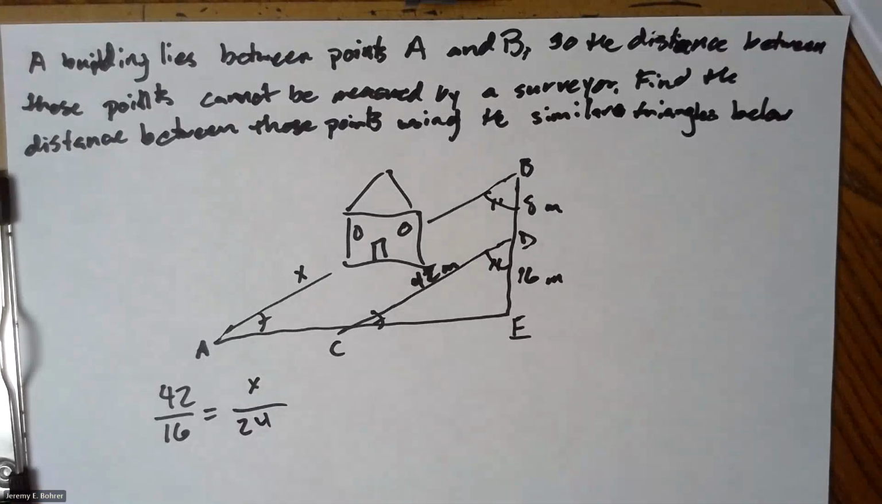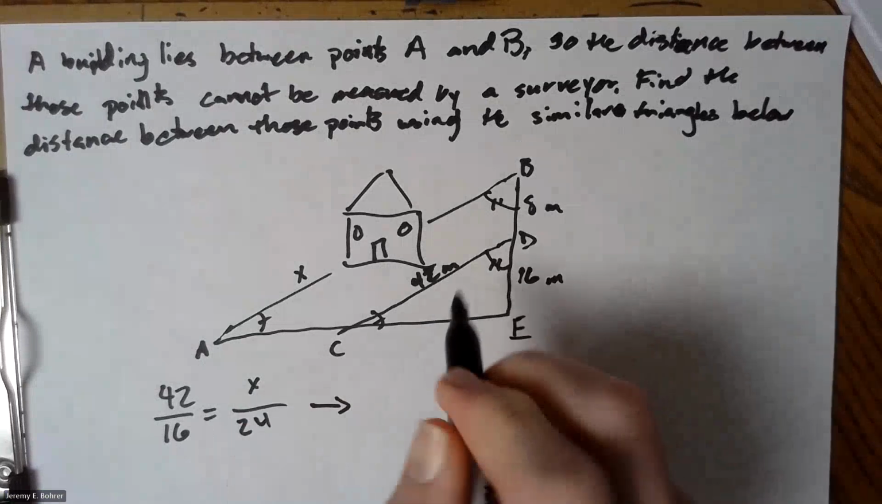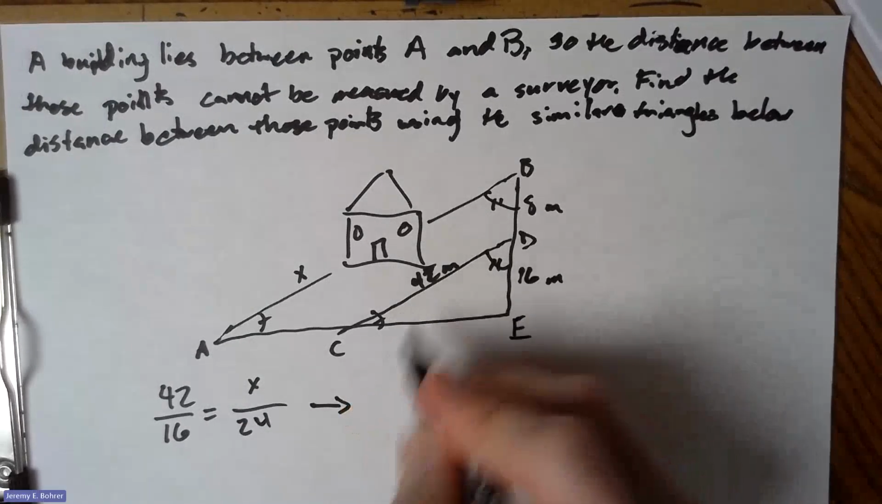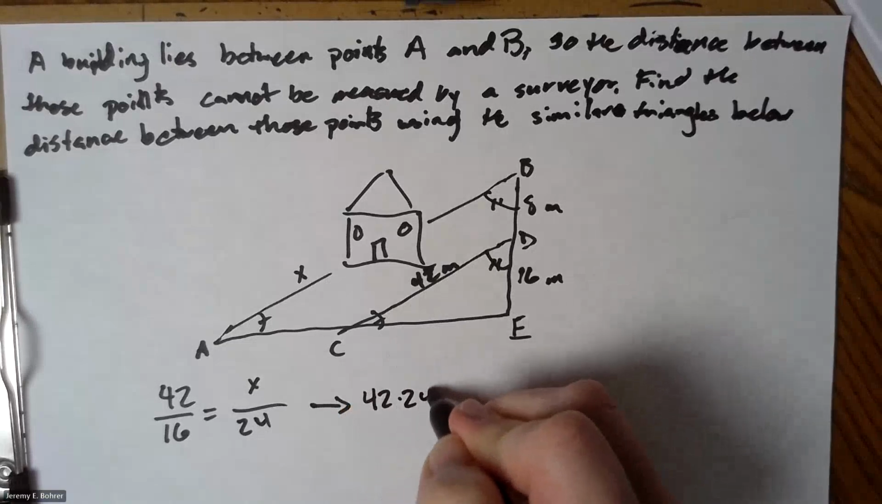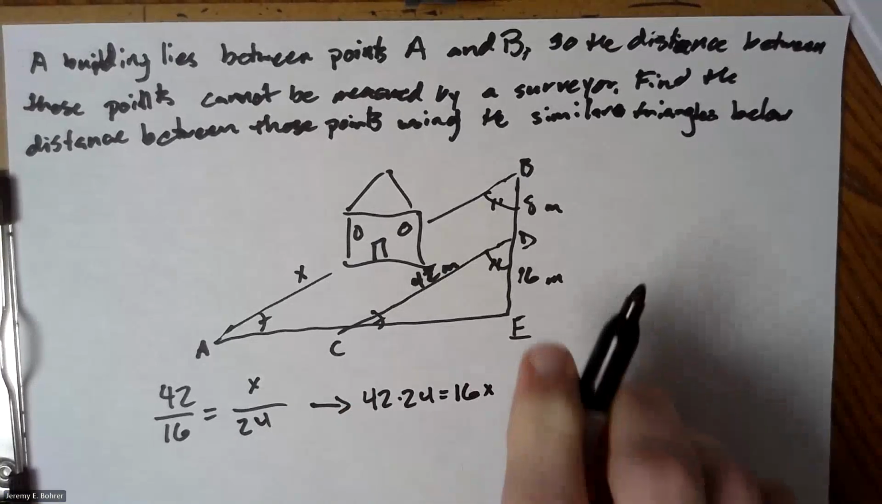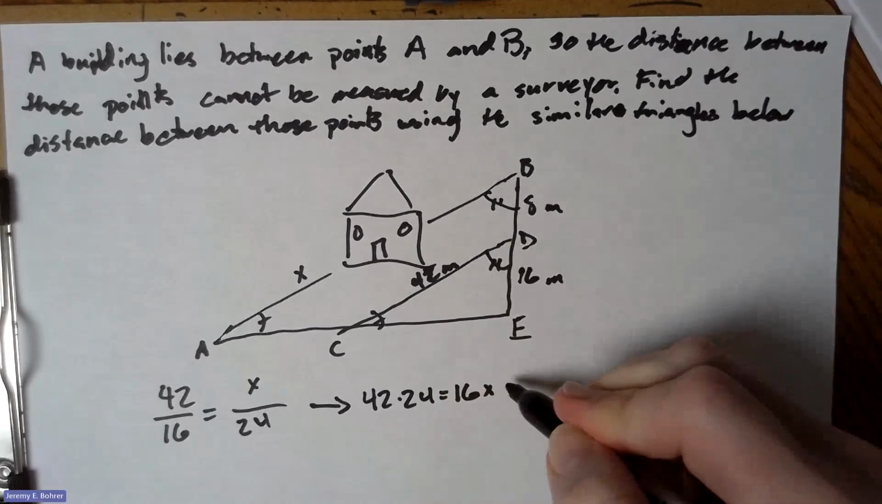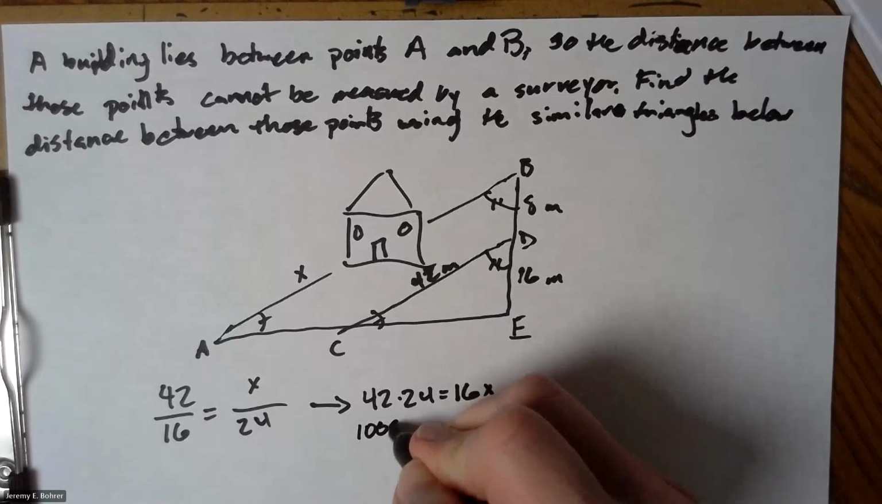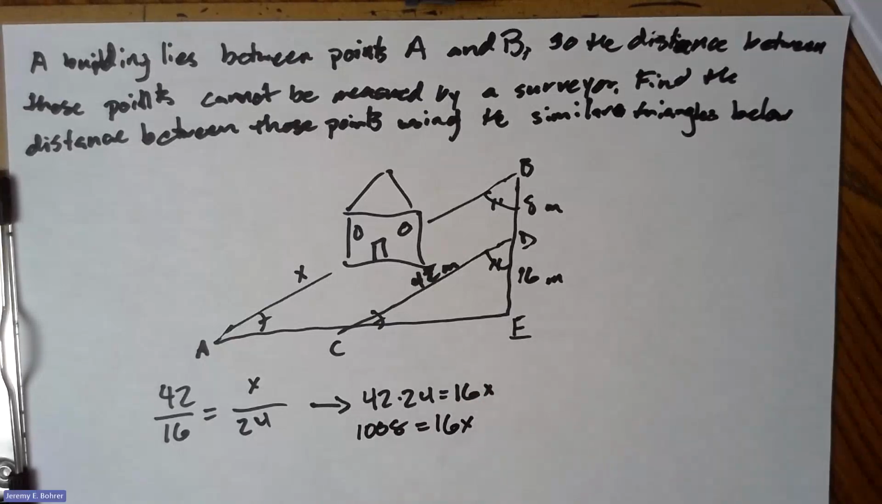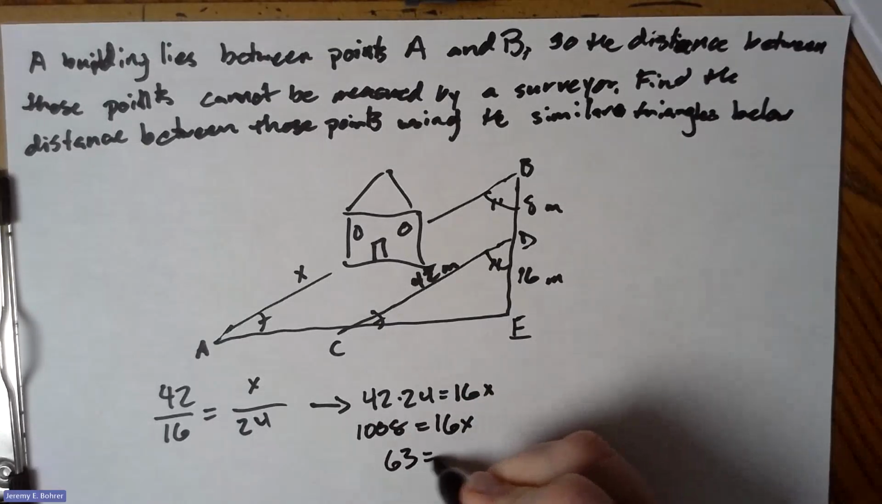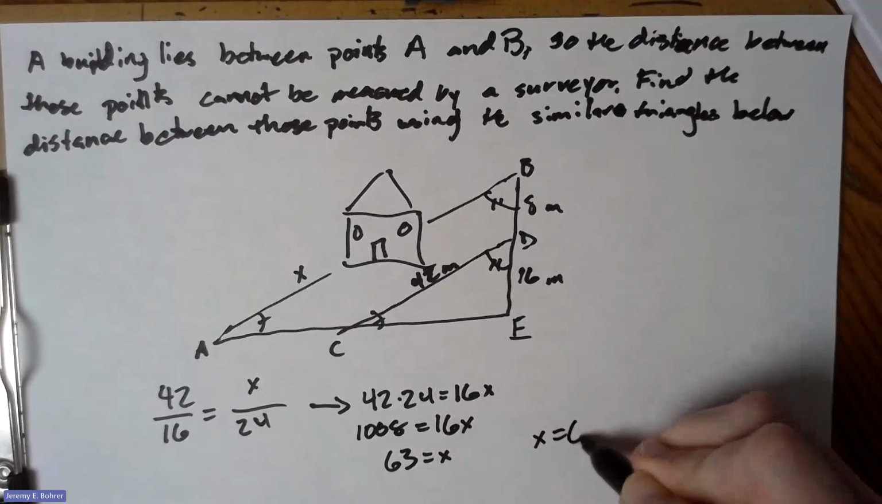And again, we cross multiply. 42 times 24 equals 16x. I don't know 42 times 24 off the top of my head, but that's easy enough to calculate with a calculator. That gives us 1008 equals 16x. So if we divide both sides by 16, we get 63 equals x. So x is 63 meters.